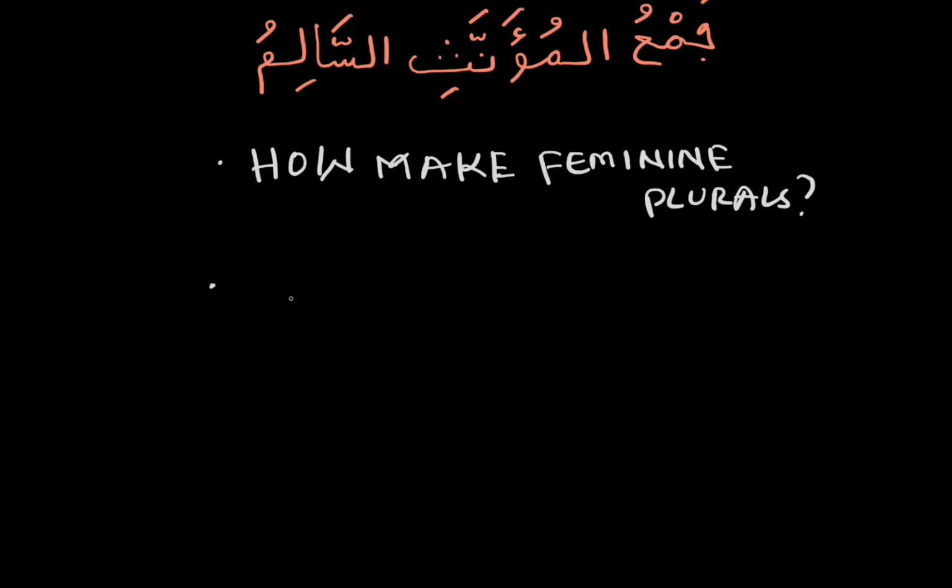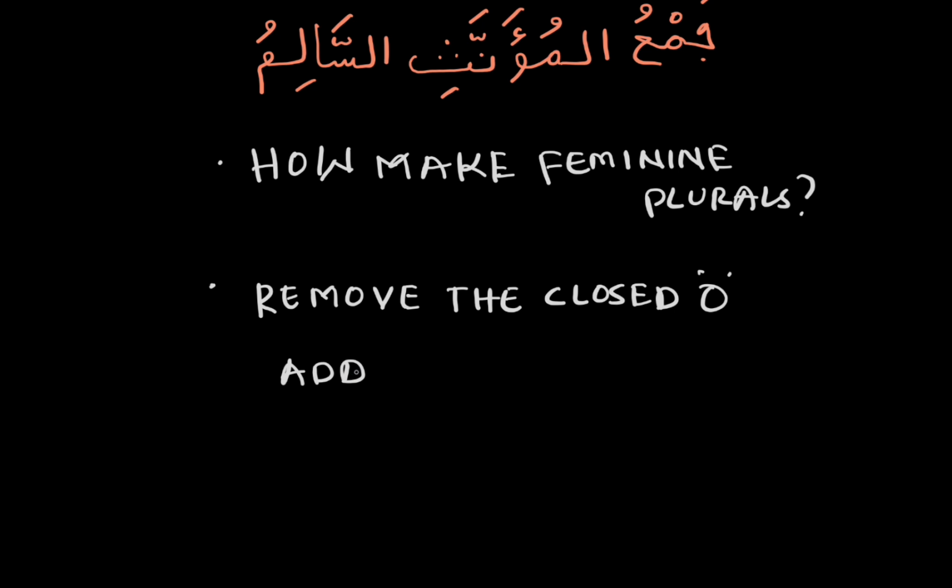Here the first thing to do is remove the closed ta from the singular noun. Then add atun, that is alif ta with a tanween, at the end of the noun. So in this way you can make a singular noun into a plural noun.